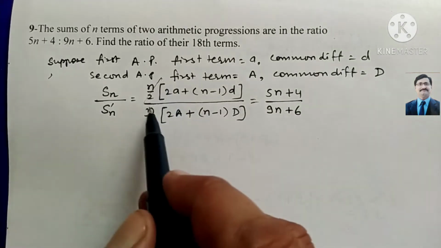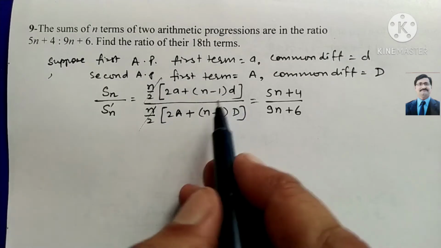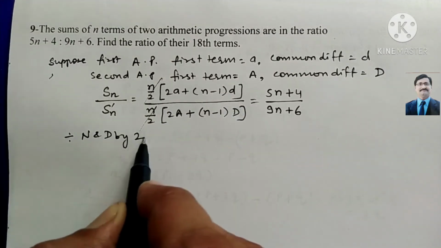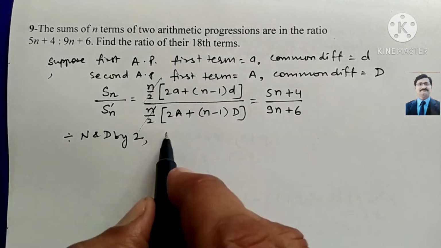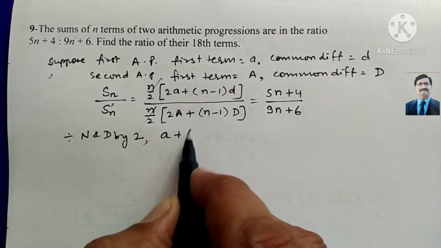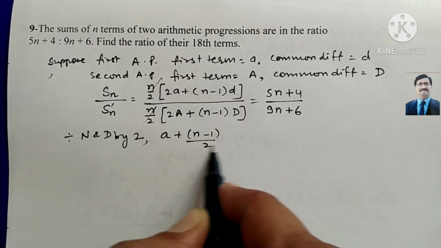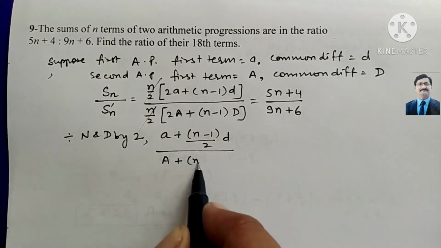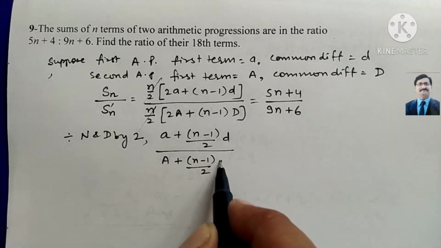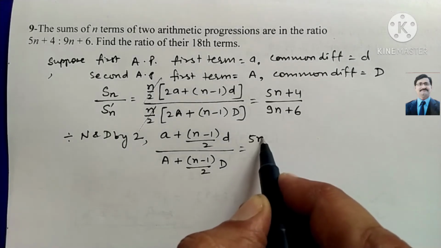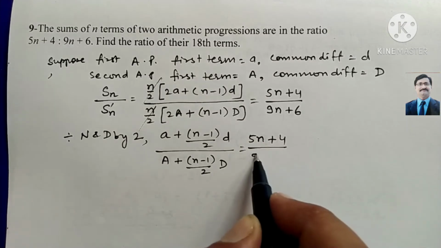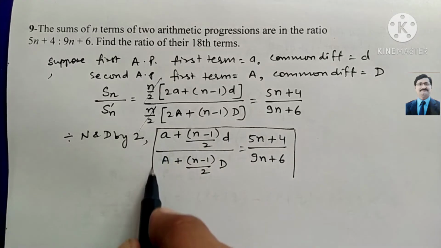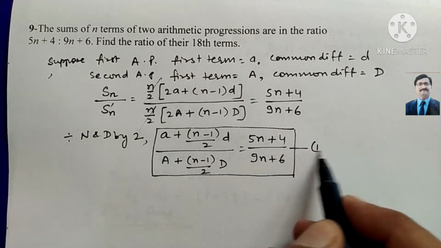Look here, n by 2 we can cancel, and on the left hand side we divide numerator and denominator by 2. So what we get here? We get a plus n minus 1 upon 2 into d, upon capital A plus n minus 1 upon 2 into capital D, and this is equal to 5n plus 4 upon 9n plus 6. This is equation 1, we will say.